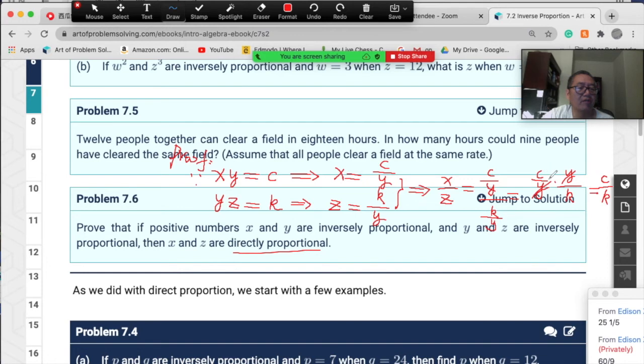Then this is the division of fractions. You can convert this to multiplication of the fractions. You get c over y times y over k. Cancel out the y, then you get c over k. So c is a constant, k is another constant. Therefore, c over k is also constant. That means the ratio of x and z is a constant. Then based on the definition of direct proportion, x and z are directly proportional. Then we proved it.